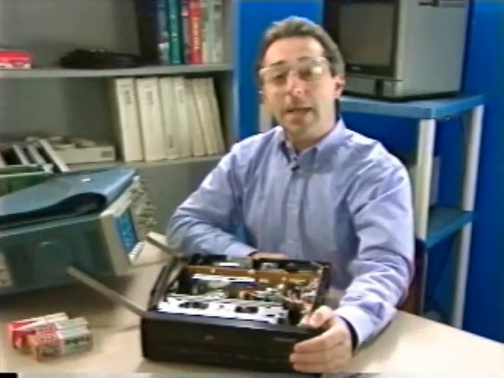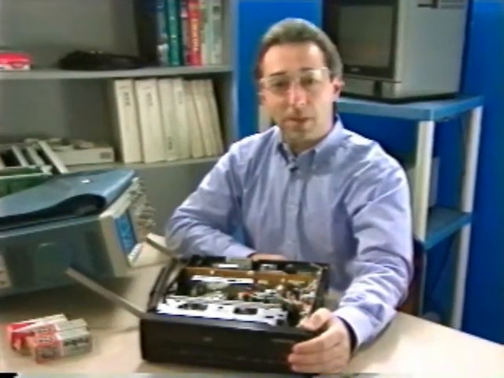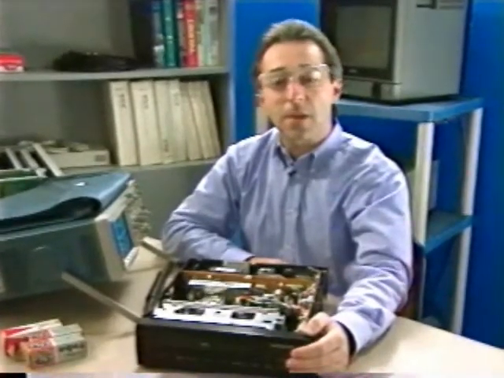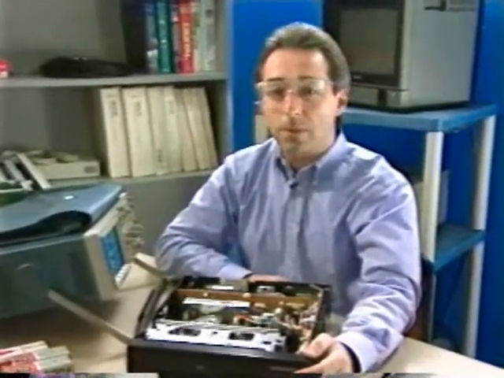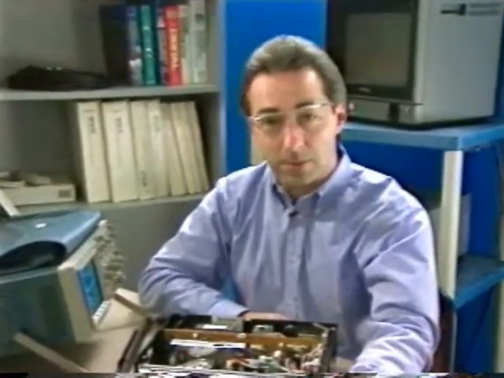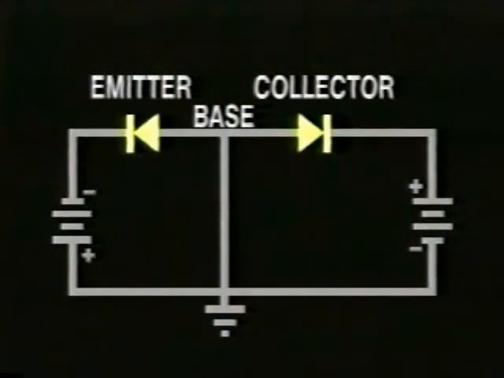Now let's see how an NPN transistor reacts to applied voltage. An important rule of thumb in transistor operation is that the emitter-base junction is always forward biased and the collector-base junction is always reverse biased. Let's see why. This is where it's helpful to think of a transistor as two back-to-back diodes.